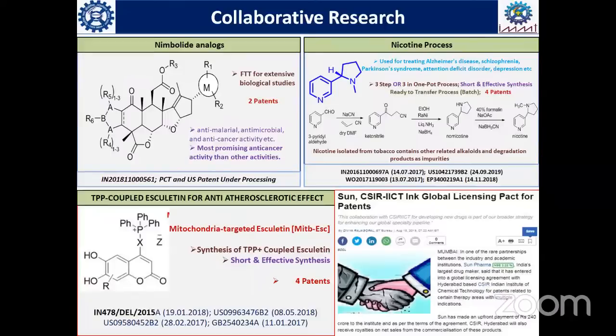But luckily, after 5 years, we filed patents in 2015. After 5 years, in 2019, we could license all those 4 patents to Sun Pharma. And Sun Pharma has paid 5 crores to IICT as a royalty. And now later stage activities are happening at Sun Pharma. If everything goes well, this is the expected or projected value of income to IICT through this patent.